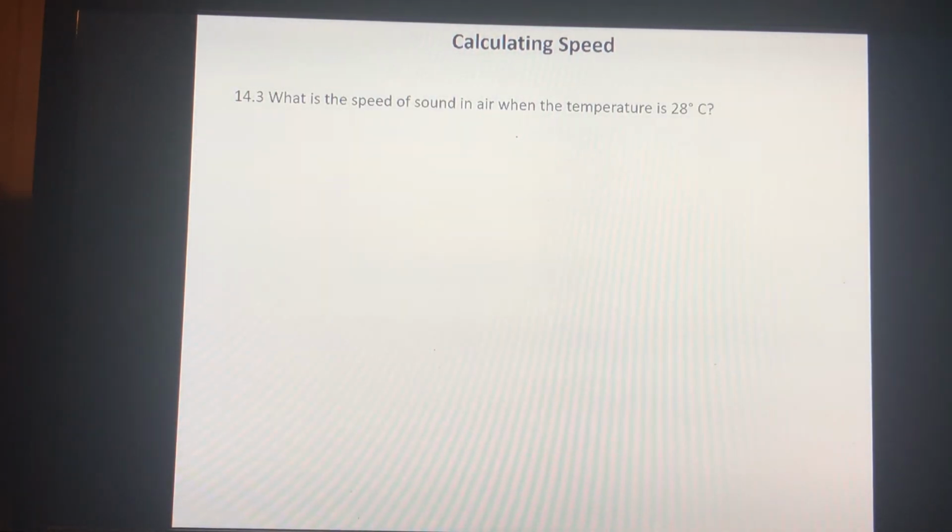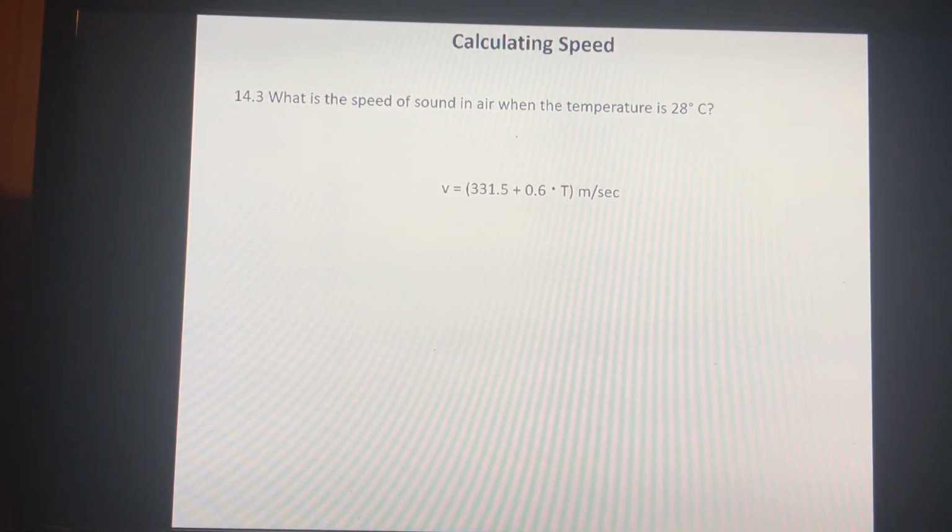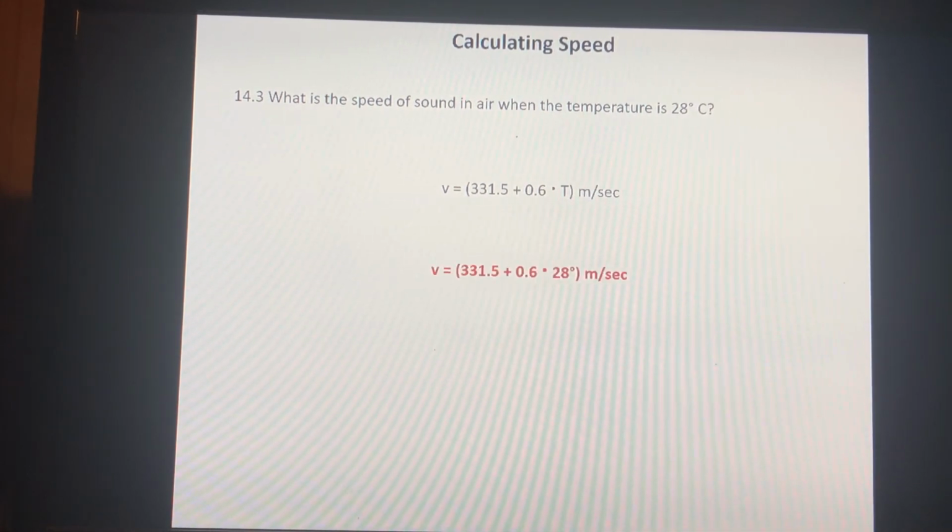All right, let's do it again. On your own, question 14.3: what is the speed of sound in air when the temperature is 28 degrees Celsius? Once again, we are going to use our speed equation, 331.5 plus 0.6 times the temperature in Celsius, and then we end up with meters per second.